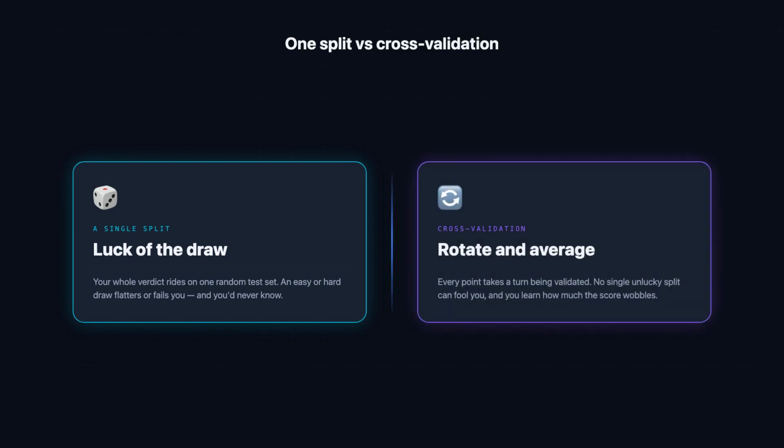This approach spreads the risk around. Because every point takes a turn being validated, no single unlucky split can fool you, and averaging the folds gives you both a steadier estimate and a real sense of how much it wobbles.